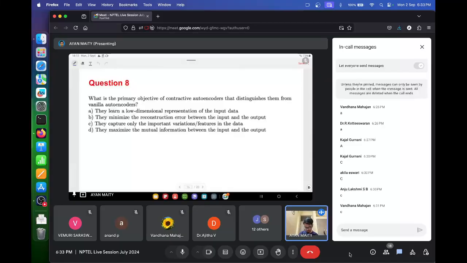Now question 8. What is the primary objective of contractive autoencoders that distinguishes them from vanilla autoencoders? Option A says they learn a low dimensional representation of the input data. B, they maximize the reconstruction error between the input and the output. C, they minimize the reconstruction error between the input and the output, and they capture only the important variations or features in the data. D, they maximize the mutual information between input and the output.